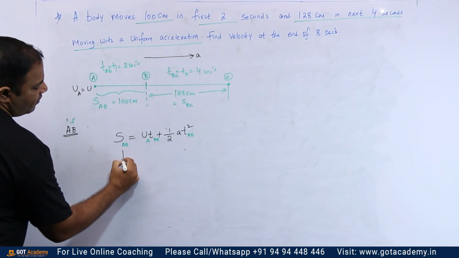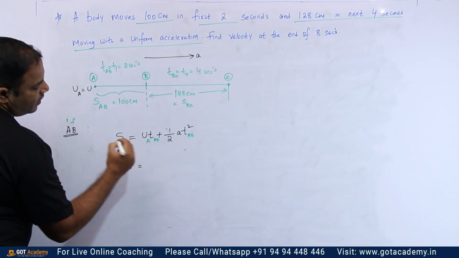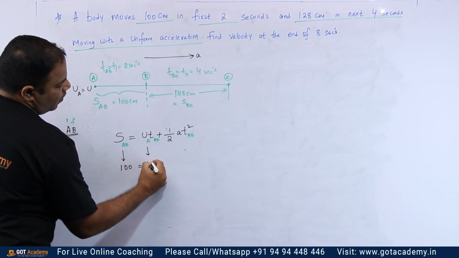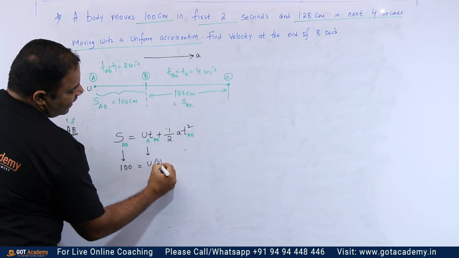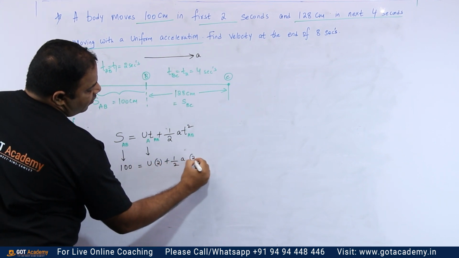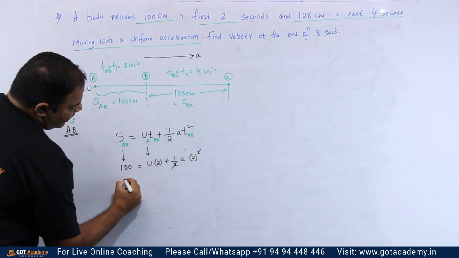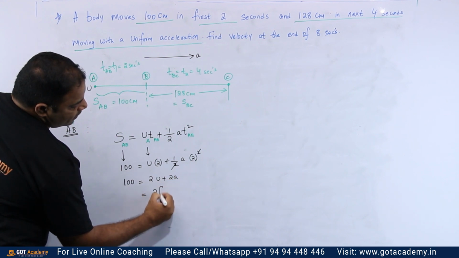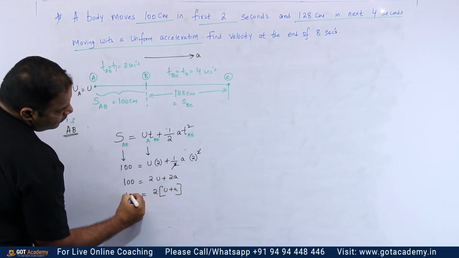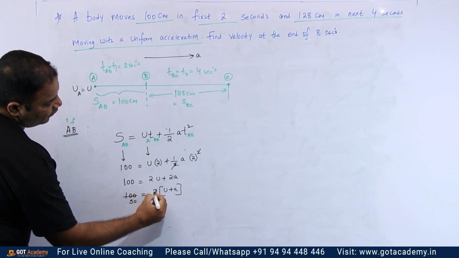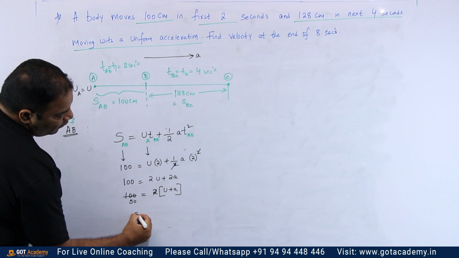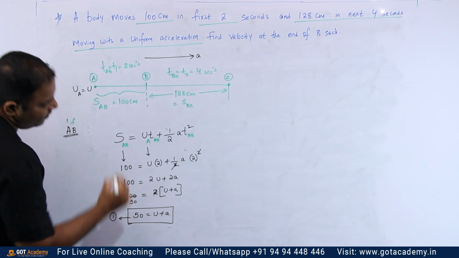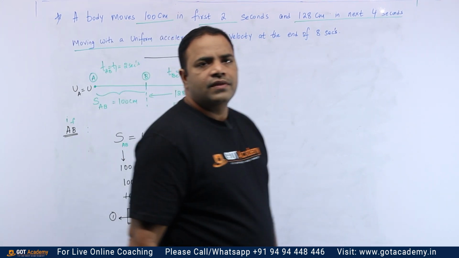Now from point A to B, it was given this data as 100 centimeter. Remember my dear children, it is centimeter. So velocity, you are assuming this one as u, and time from A to B is given as 2 seconds, plus half a into 2 square. So this and this have been cancelled. 100 centimeter is equal to 2u plus 2a. So why don't I take this 2 as common and write it as u plus a? Now this 2 and 100 I could cancel and write 50. So finally u plus a is equal to 50. So this is equation number 1. Okay my dear children, right?